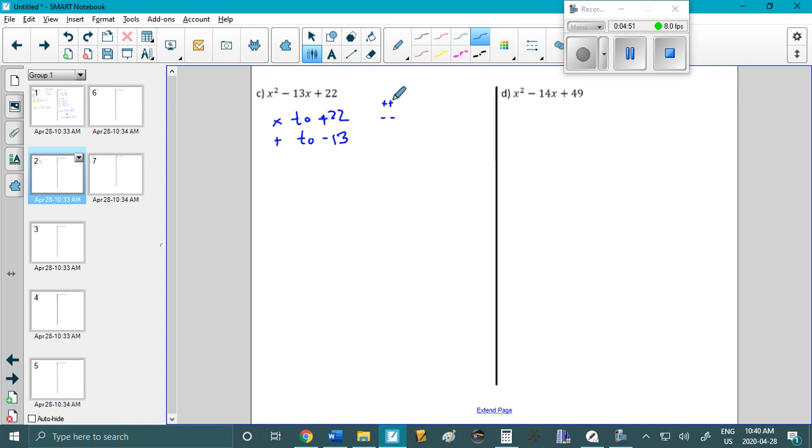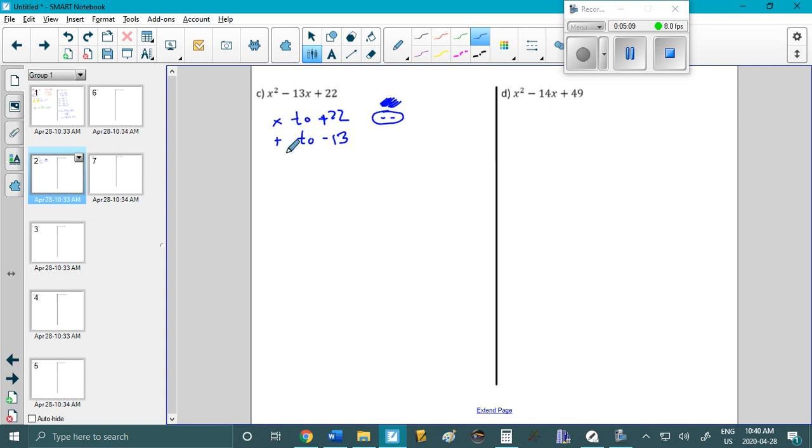And in this case, if we're going to take two numbers that are positive and add them together, we're never going to get a negative number. So this doesn't work. But if we take two negative numbers and add them, we will end up with a more negative number. So we need two negatives.